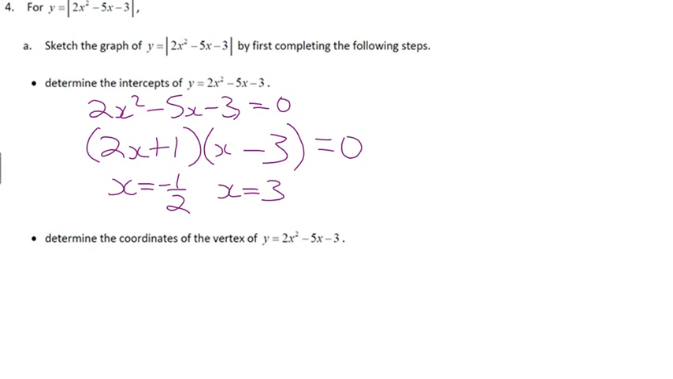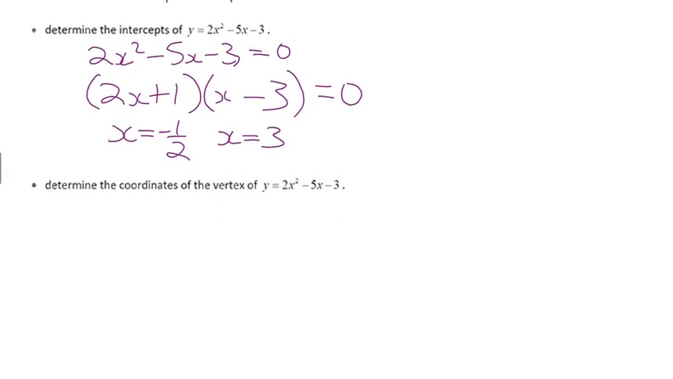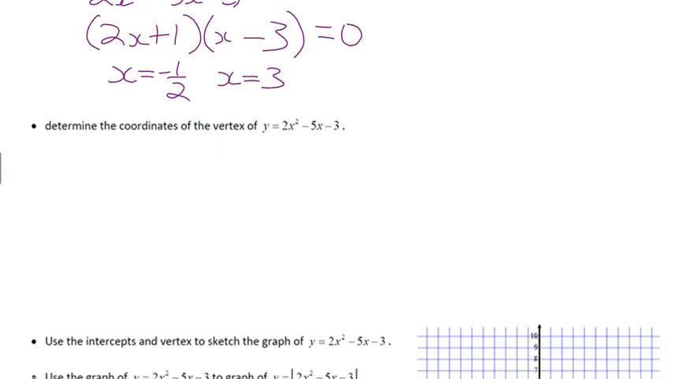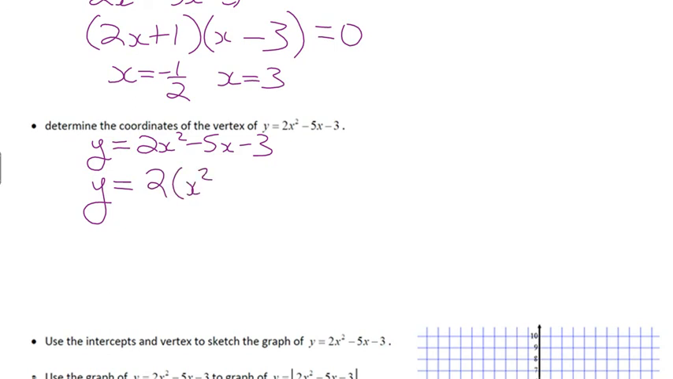Okay, determine the coordinates of the vertex of y equals 2x squared minus 5x minus 3. Okay, how do we get the vertex from a... Got to go to vertex form, right? So let's start with 2x squared minus 5x minus 3. Okay, so despite the fact that we're in the third unit, we're still using stuff from the first unit, right? We're still using quadratic functions and getting completed square form. Okay, factor out the 2. X squared minus 5 halves x. Leave some space. Minus 3 on the end.